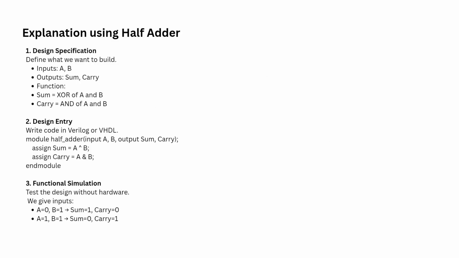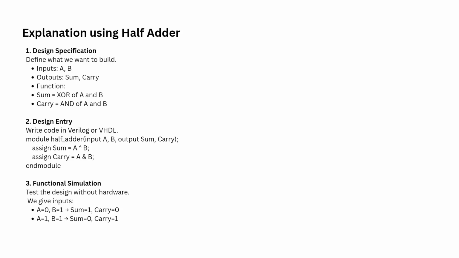Now we will see this FPGA design flow with the help of an example of half adder. In the first step, design specification, we write the steps, like what we want to build. Like in this, we are building a half adder. We are taking inputs A and B and we are checking outputs corresponding to them, sum and carry. We write the first function, like we are checking sum. For A and B, an XOR gate is needed for sum, and for carry we need an AND gate. In this step, we define the truth table.